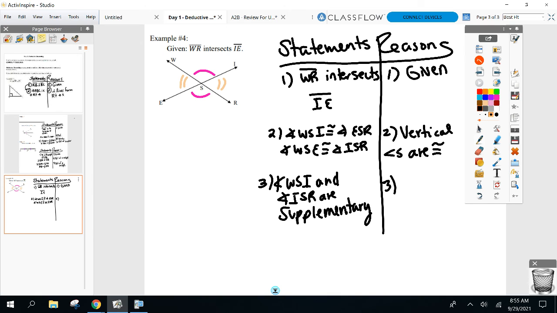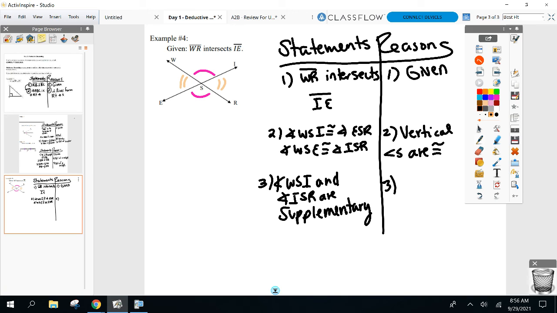Ooh, why are they supplementary? I want some vocab here. Need some vocab here. Why are they supplementary? Look at those two angles. Come on. The two angles form 180 degrees. Okay, they form one. How do you know that though? Because they're supplementary. Why are they supplementary? That's what I'm asking.